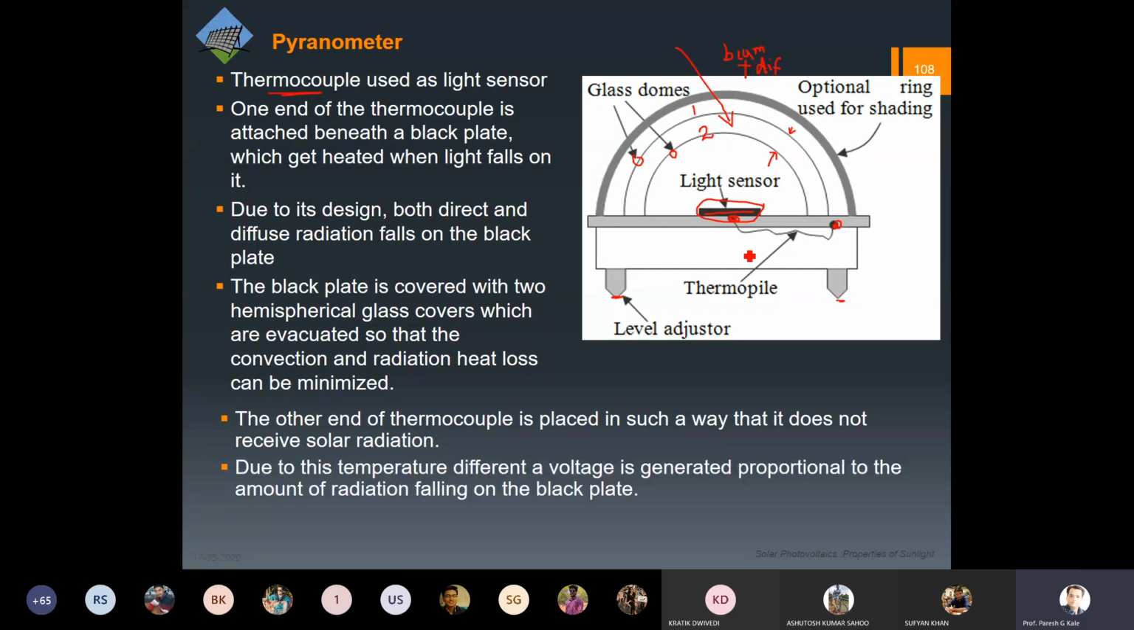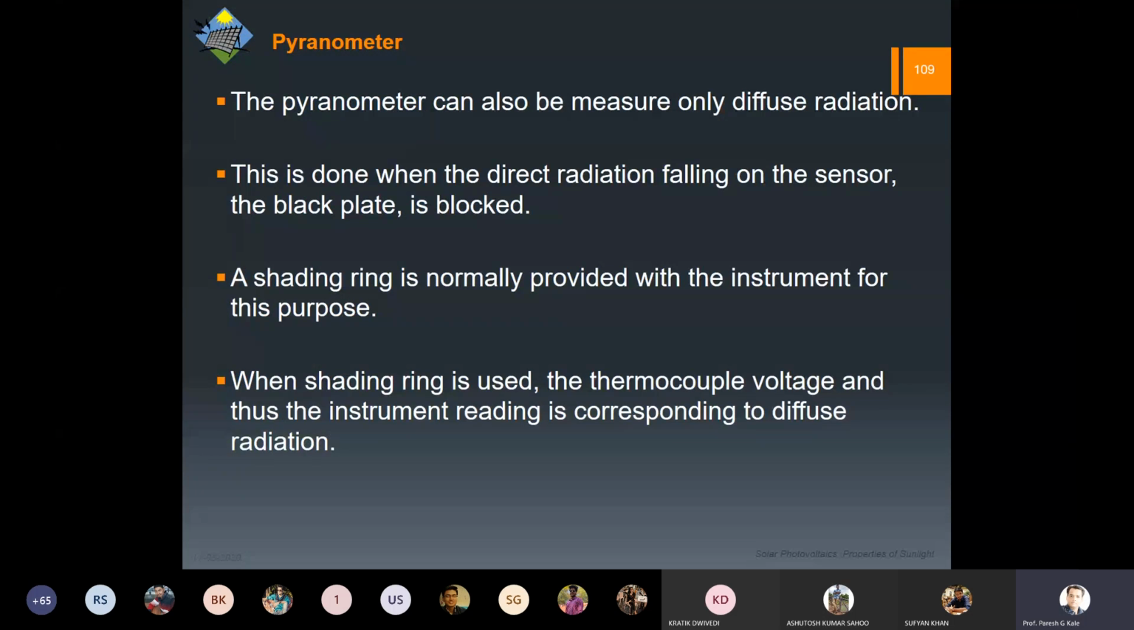Now there is a temperature difference between end number 1 and end number 2, and because of this the Seebeck effect comes into the picture. It creates some voltage, and based on that voltage difference we are going to find out the value of the radiation. So that is the pyranometer.